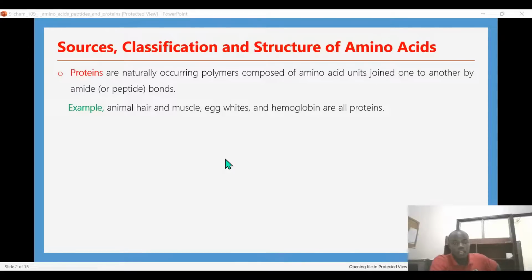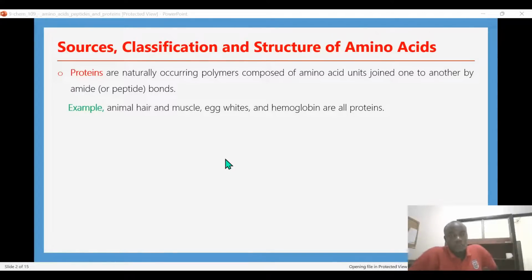As I said, proteins are naturally occurring polymers composed of amino acids, and these amino acids are joined to one another by an amide or a peptide bond. When you are trying to have a protein, you need building blocks, and these building blocks are amino acids. How these amino acids join themselves together is through a bond, and this bond is called a peptide bond.